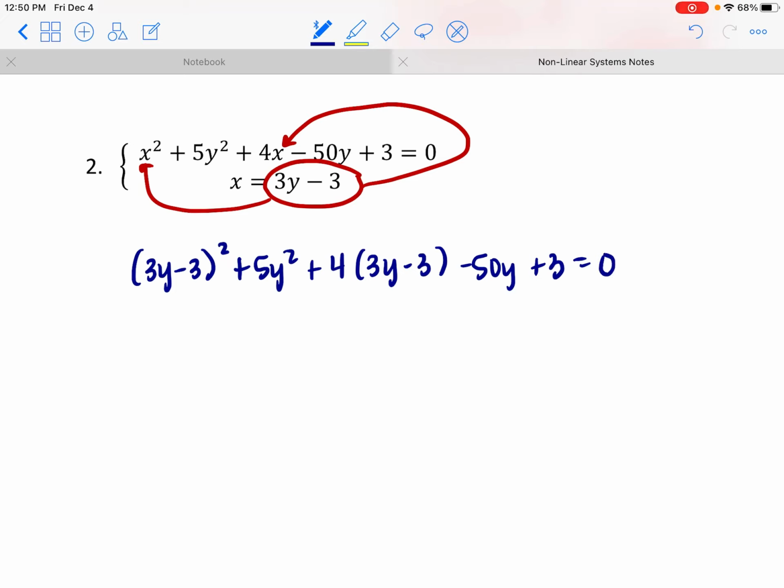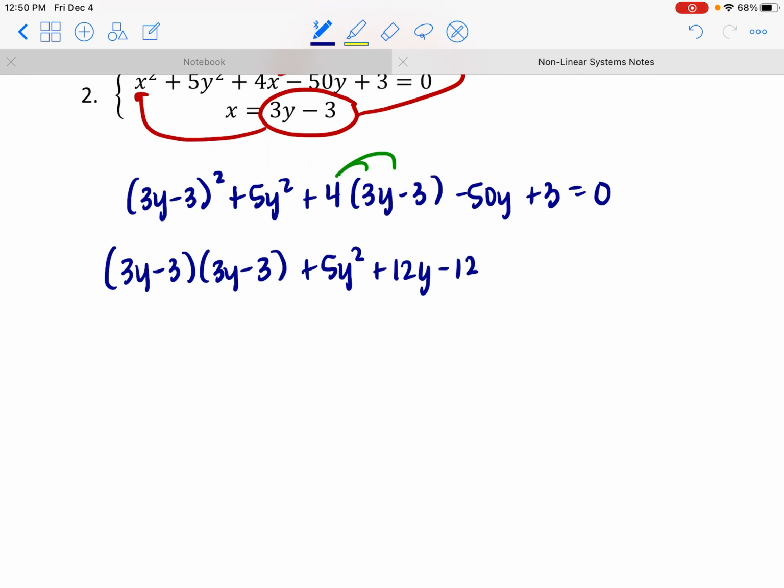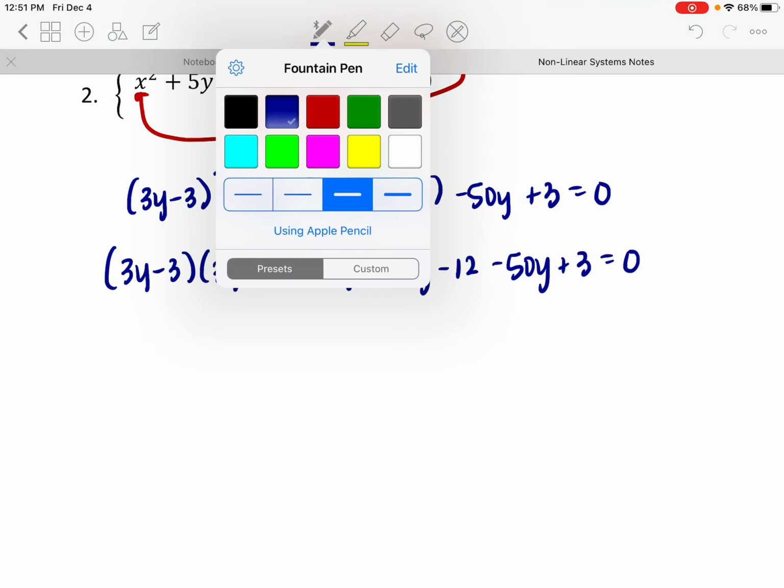So I just replaced both x's. I substituted in 3y minus 3 because x is equal to 3y minus 3. So let's clean this up. (3y minus 3) squared means I have to multiply it by itself. And let me just bring the rest of this down. I'm going to distribute here. So that's going to give me 12y minus 12. And then again, I'll just bring the rest of this down. Now I have to distribute here.